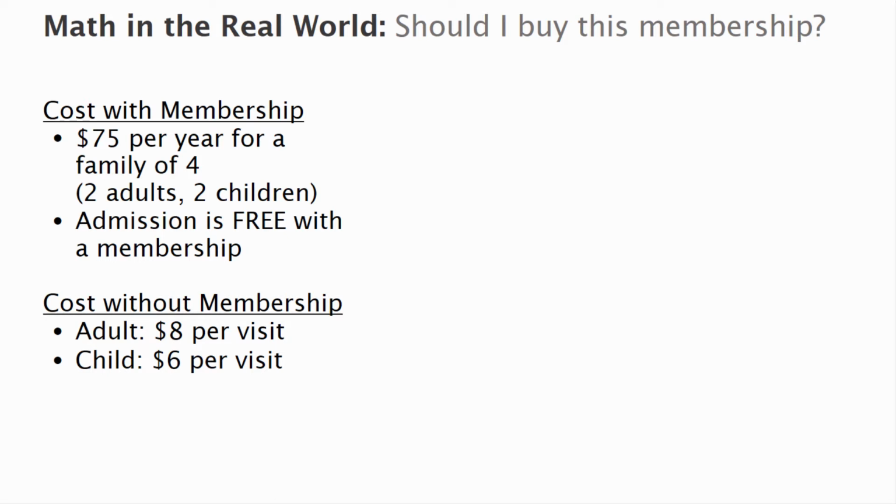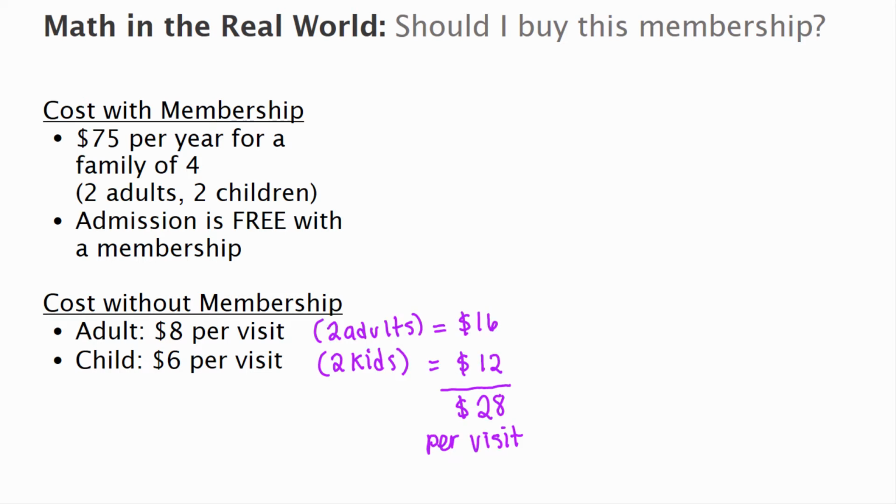Let's start by breaking down the problem. Let's first look at the cost without the membership. Remember, it's $8 per each adult per visit and $6 for each child per visit. So if we want the family to visit all together, then we'll need to multiply those two amounts by 2 each. So when we multiply each adult's price, $8 per visit, times 2 adults, we get $16, and $6 per visit for each child times 2 kids, which would give you $12, and then add those two amounts up, we end up with $28 per visit for the whole family.